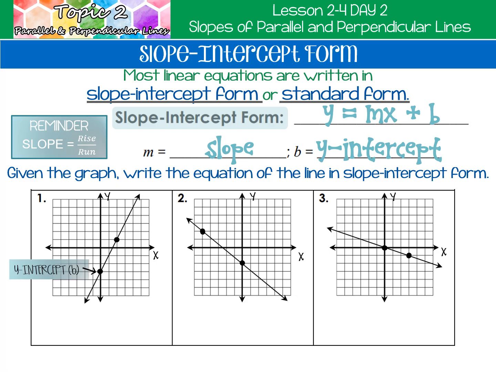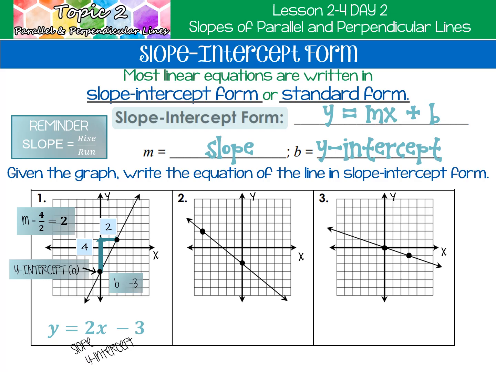The graph of the line, y-intercept, that's the b, is down at -3. And the slope, let's see, we're going up 4, right 2. That is going to simplify to 2. So y equals 2x minus 3. Slope is 2, y-intercept is -3.